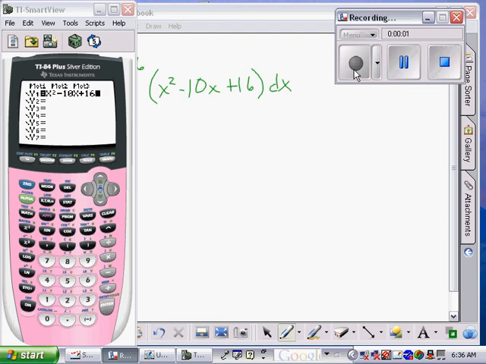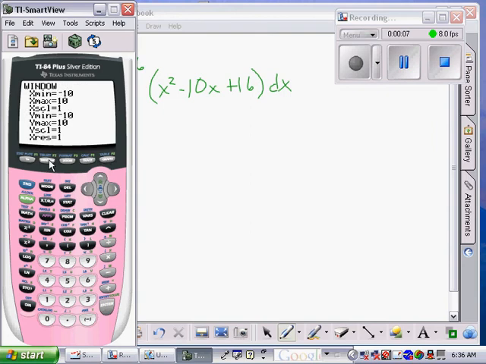So does everybody have that equation in your calculator, x squared minus 10x plus 16? Let's set the window. We could set it at anything because you're going to get a parabola, but since it asks us on 27 to evaluate from 3 to 6, let's set the window maybe from 2 to 7 for our x's so that we see specifically that part of the graph.